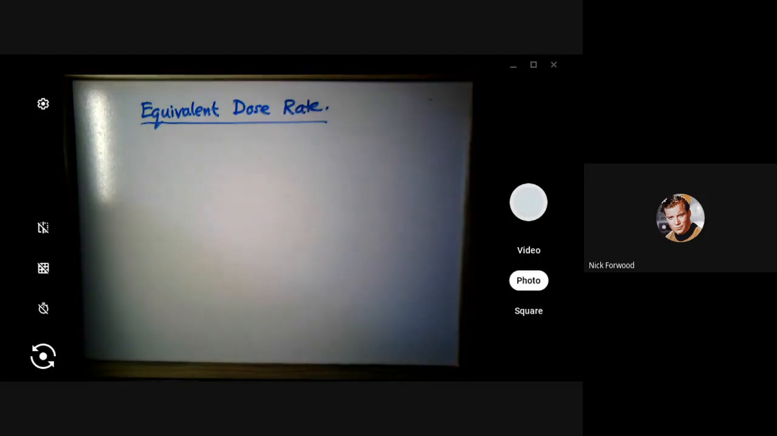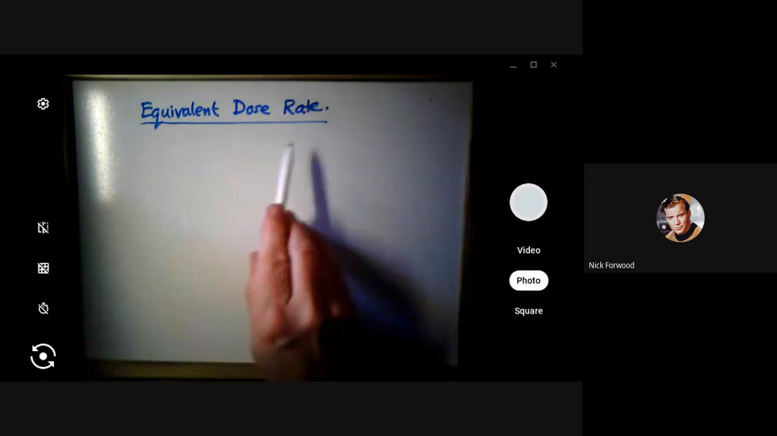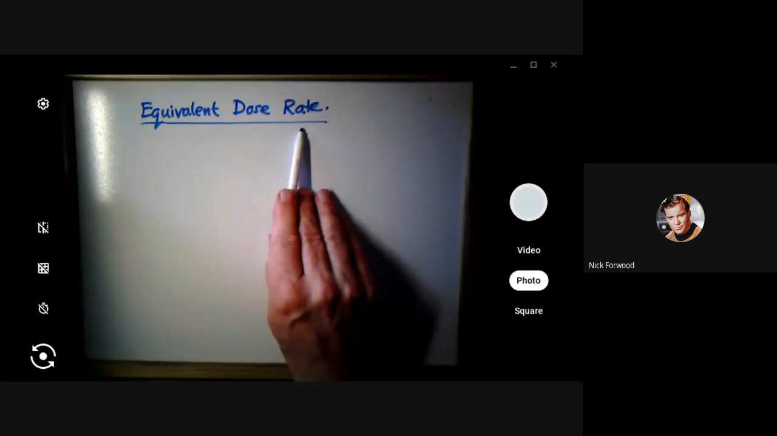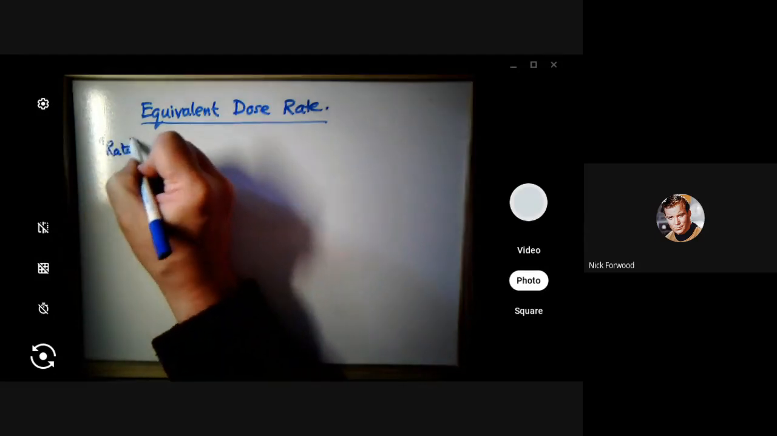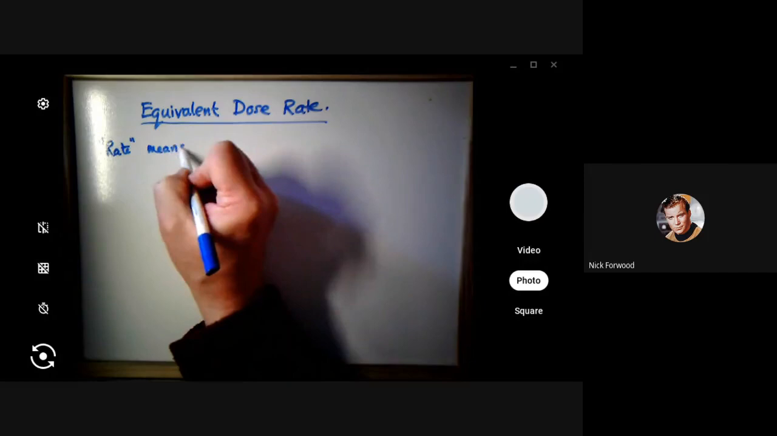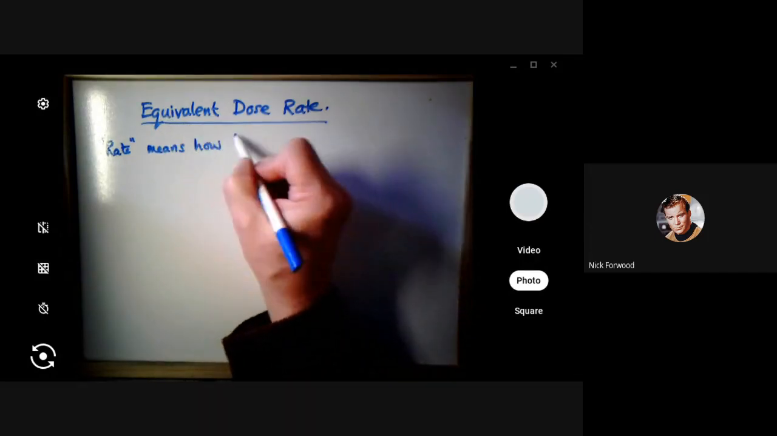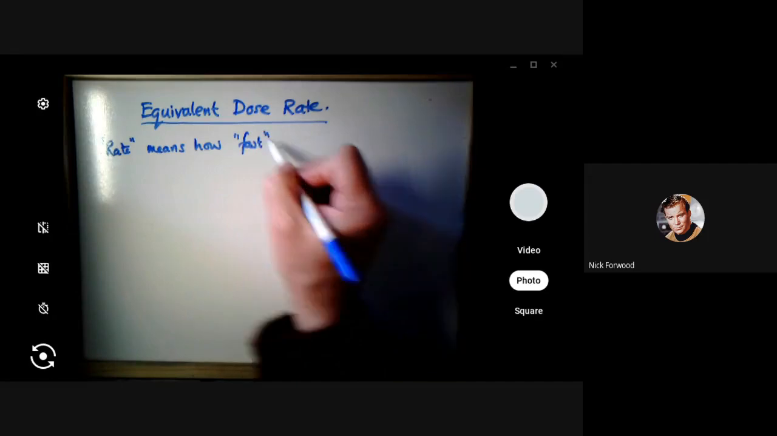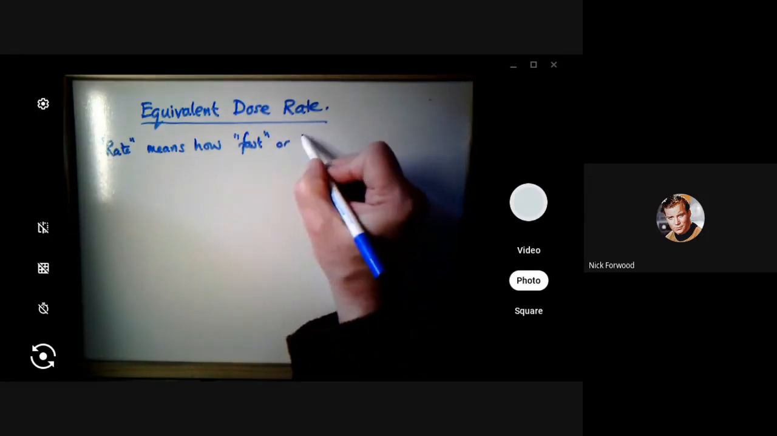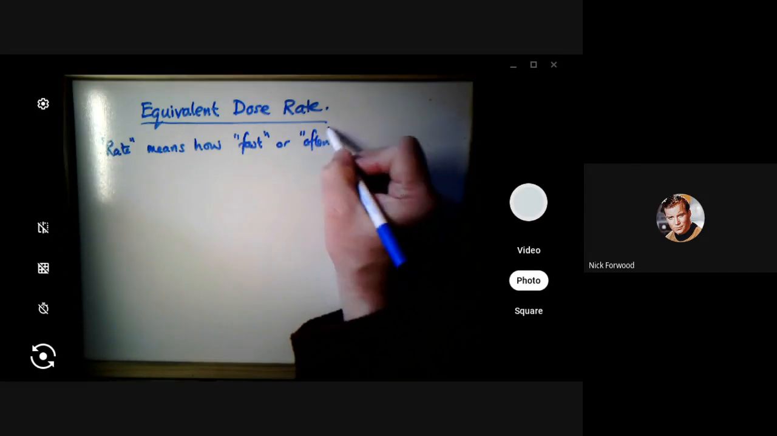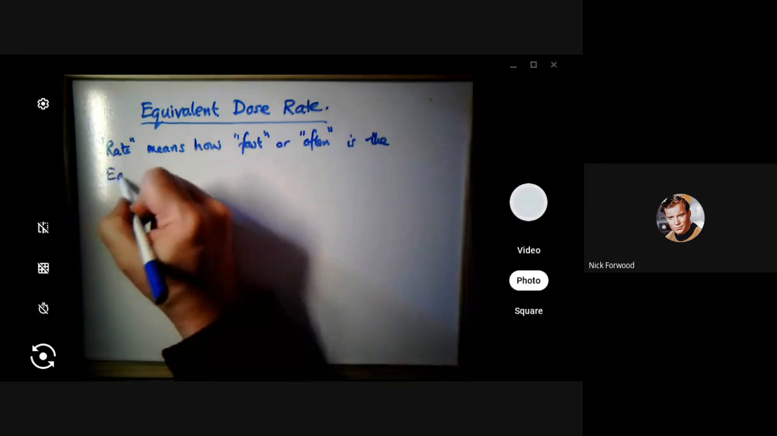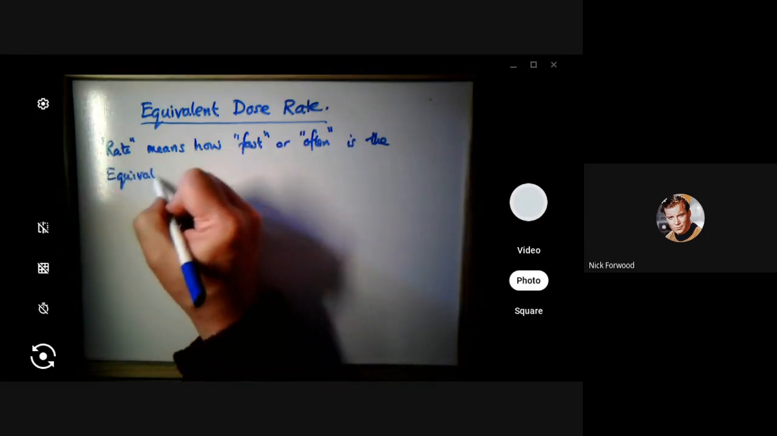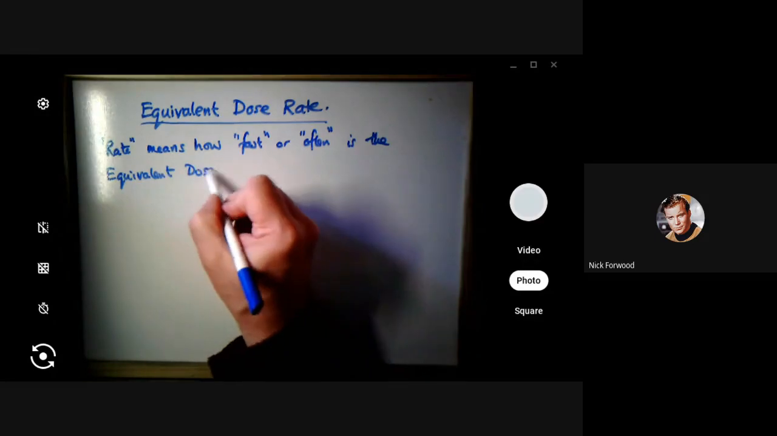Right, so here we go. So the only change really from equivalent dose to equivalent dose rate is we've added on this word rate, R-A-T-E, at the end. And what does that mean? Rate means how fast or how often is the equivalent dose received.